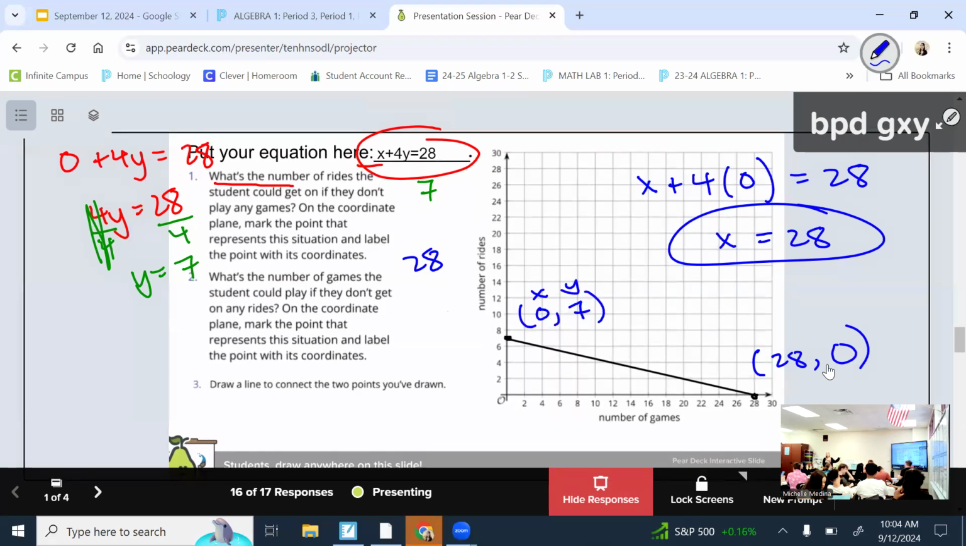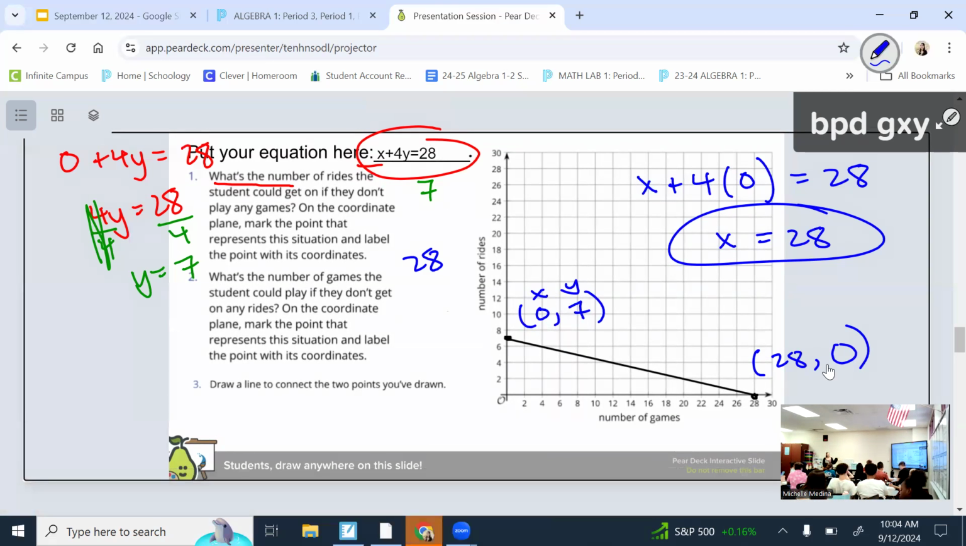In each of these, we plugged in 0 for x, found our y-intercept. We plugged in 0 for y, found our x-intercept. So you can graph from this form if you do that. Okay, questions on this?